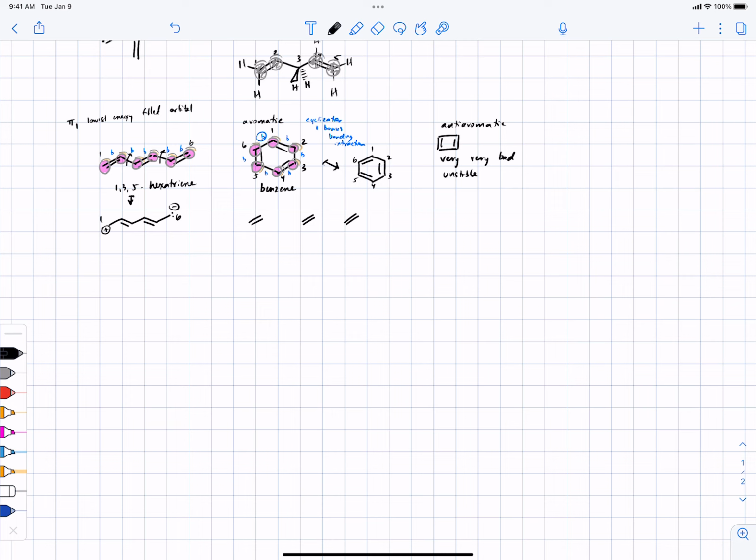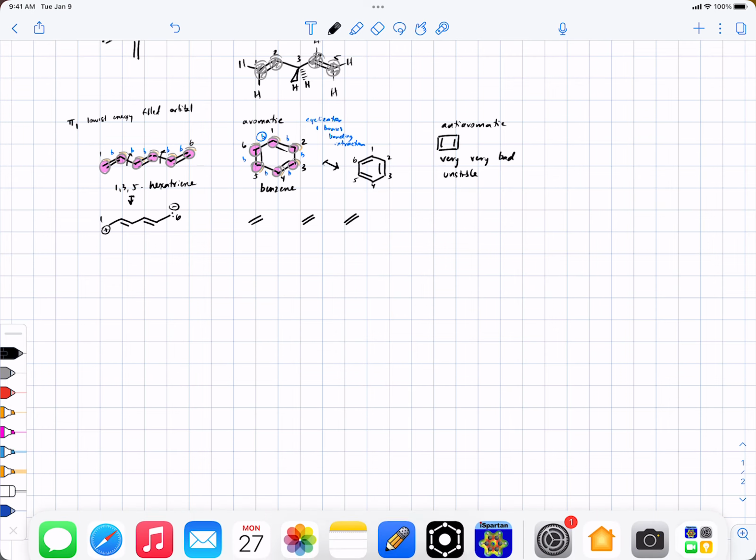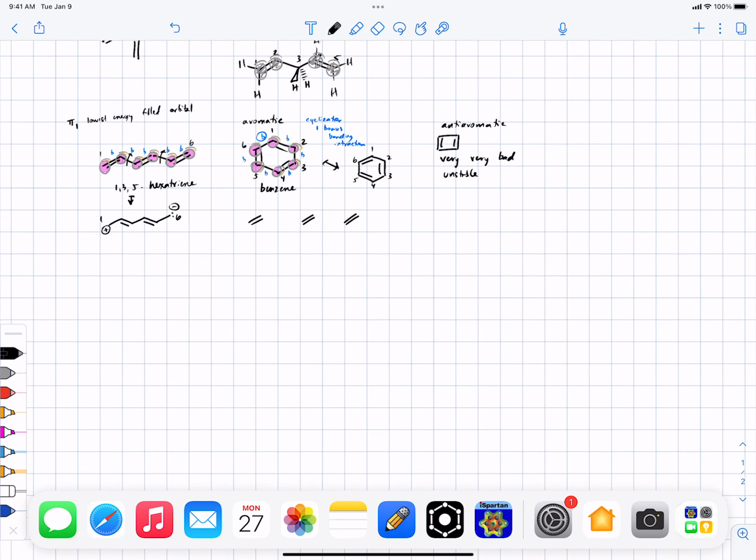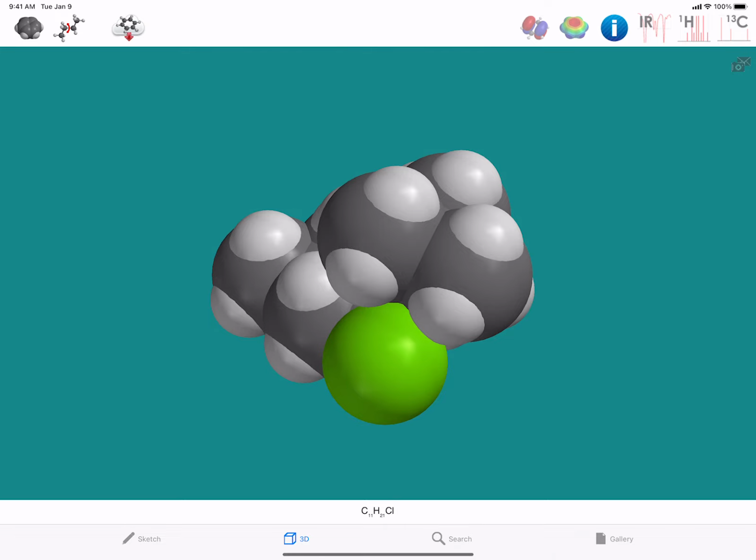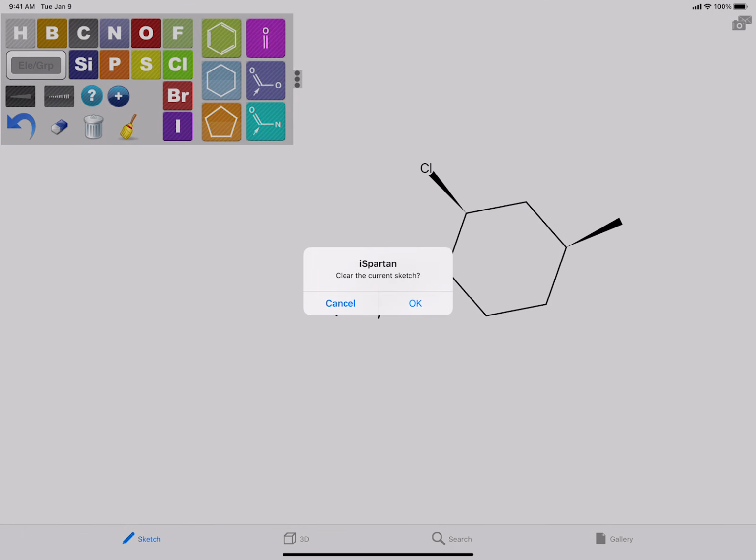Okay. Let's take a minute and talk about conjugation and vision. And I'm not talking about Wanda Maximoff's love interest. So let's see. Maybe this is best illustrated with Spartan. I'm going to draw, that's not the right one, 1,3-butadiene.